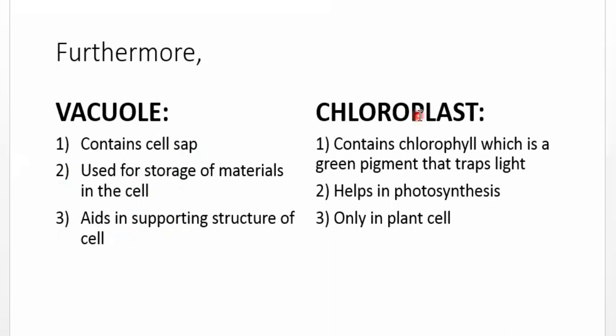Then we have chloroplast. Please note that it only occurs within the plant cell. This is a very interesting thing. Chloroplast basically contains a substance called chlorophyll, which is a green pigment. The green pigment traps light, it attracts light, and when light is trapped, it helps in photosynthesis. So basically, light energy is converted into chemical energy and then photosynthesis occurs.